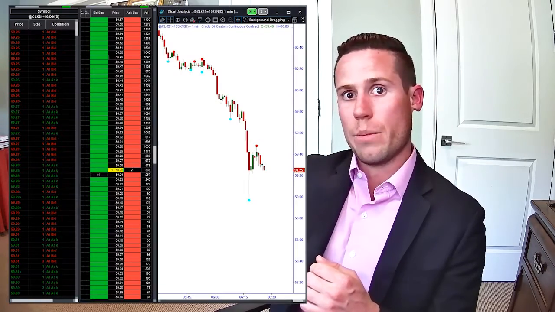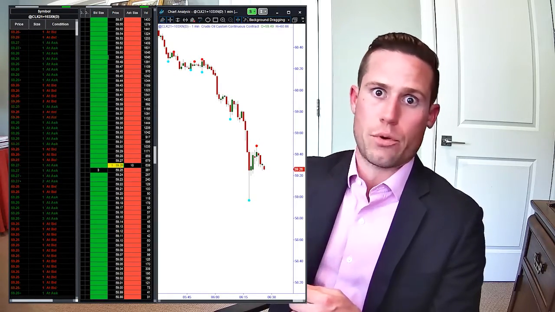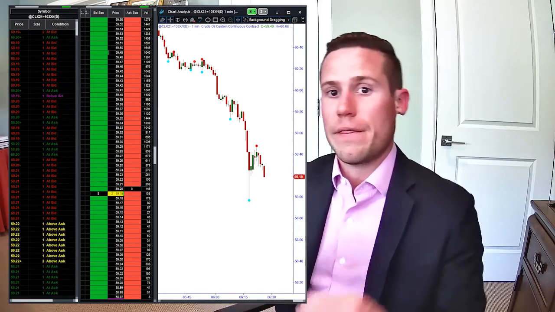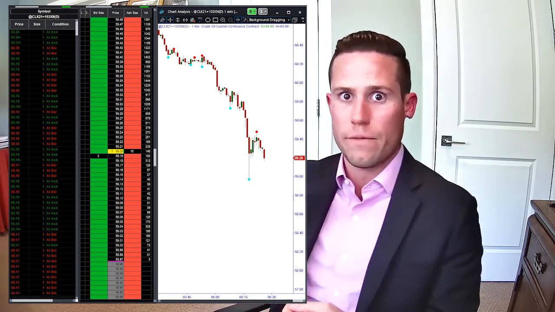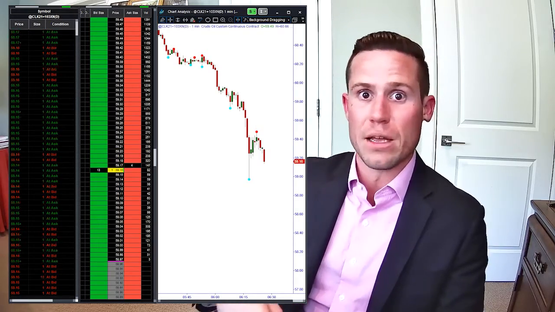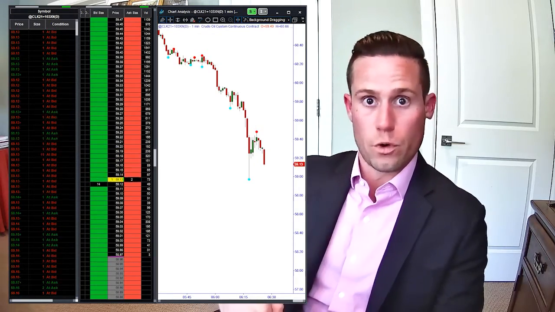Obviously, if you want to buy something, you need a seller. But if that pairing hits the asking price, then price is going up. If that pairing hits the bid price, then price is going down. That's all movement is, and that's what order flow is. So as price is going down, you have the sellers hitting the bid price, which forces price to go down.